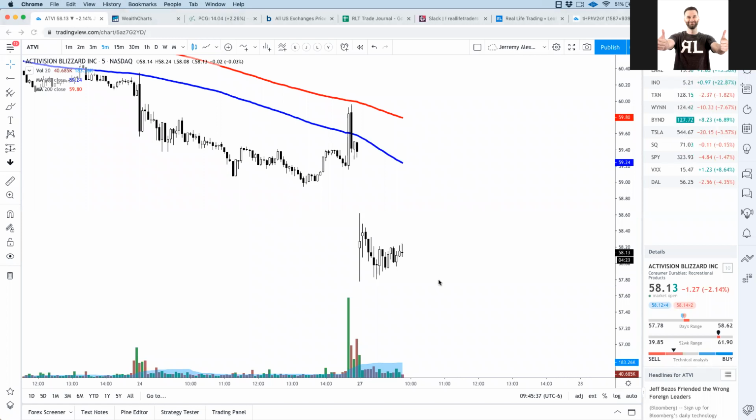So Jason's looking at going bullish on Activision. He's looking at potentially getting in with an entry here and a stop loss right there. I think it's an okay trade, man. If you do take it, I think best case scenario, you're going to win small. That's my thoughts.